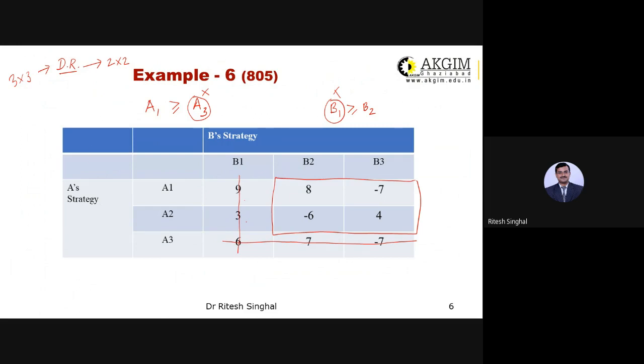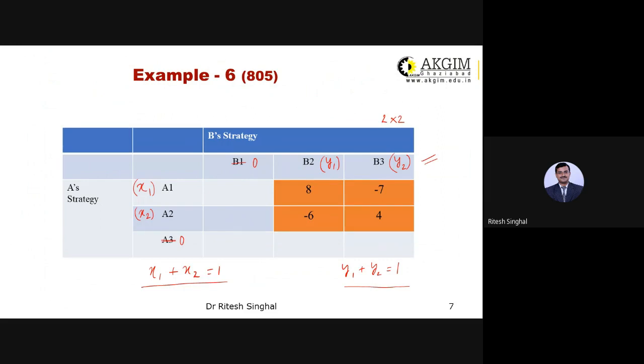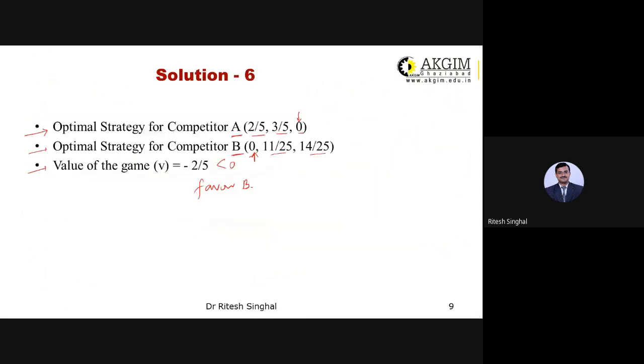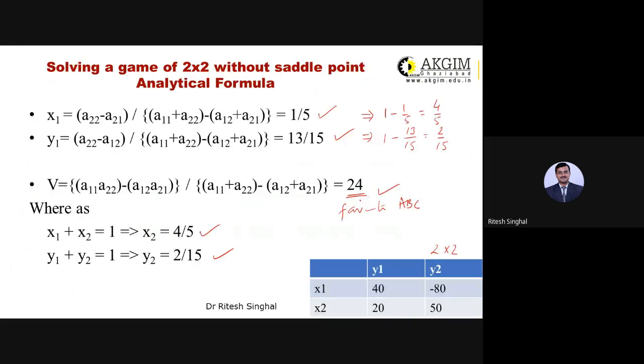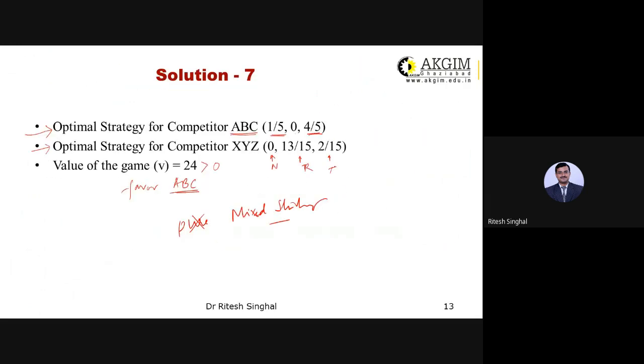I always advise you to please check for a saddle point before using the dominance rule. Again, I advise you that you should write the result in this sequence. We have taken another example of 2 brands of 2 stores and their strategies, and finally we got the results and advised both the players with their optimal strategy.